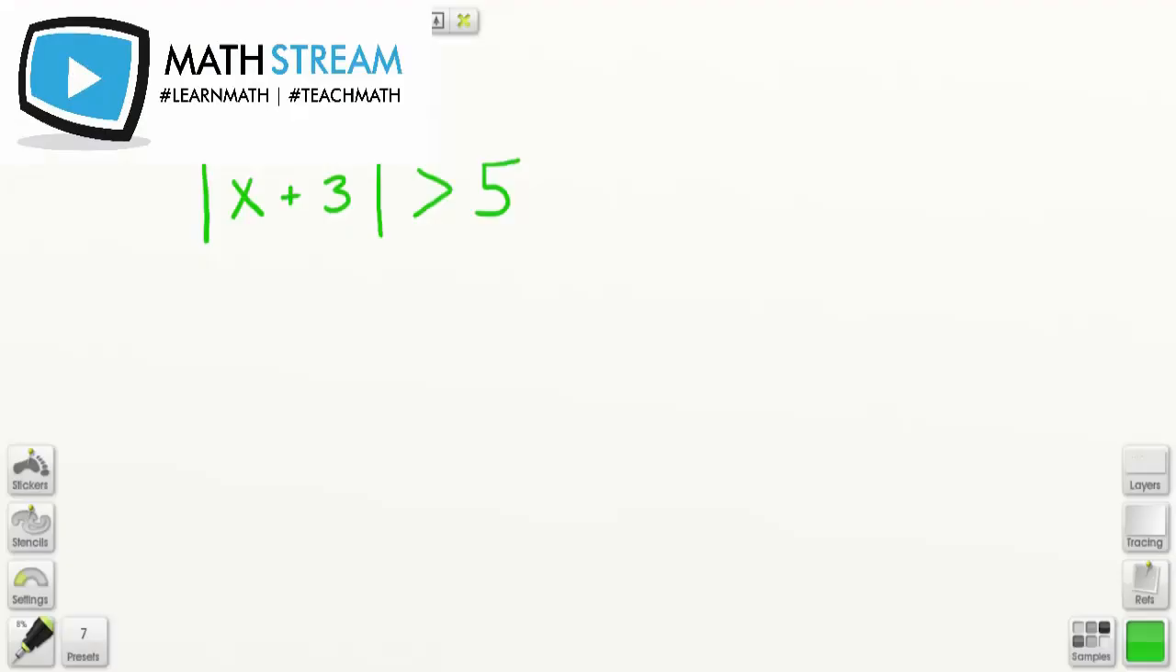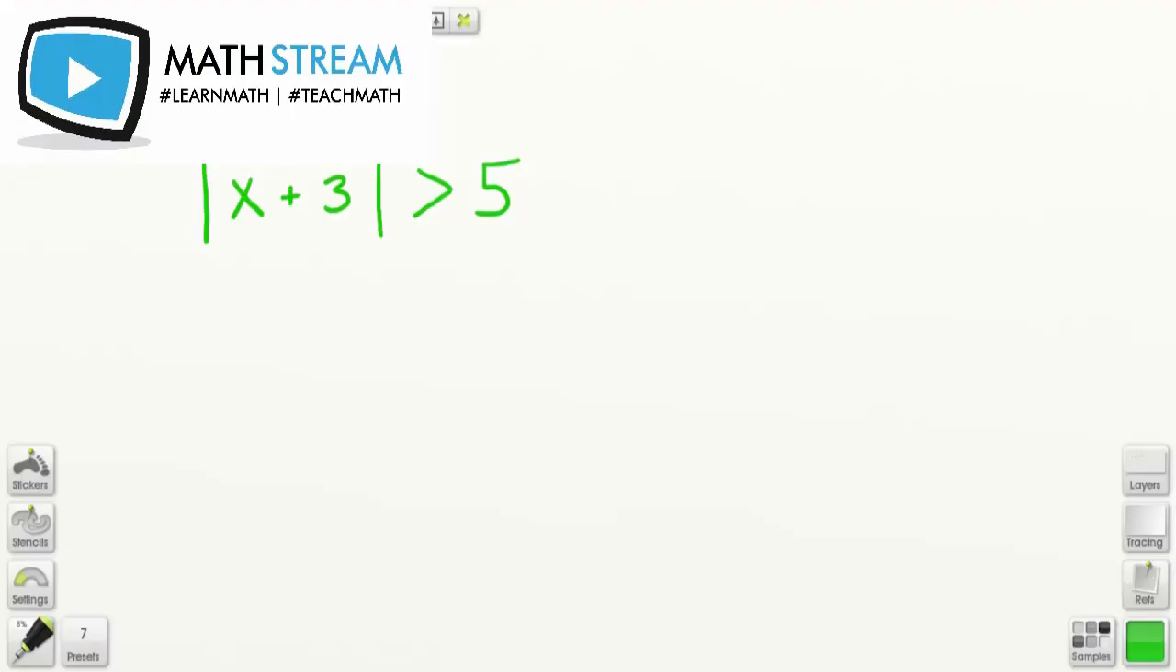All right, so we have two examples to go through today. Both of them are inequalities that involve absolute value. And after we do those two examples, you're good to go and ready to show up in class. So you have very little preparation to do. So take a look at our first example.